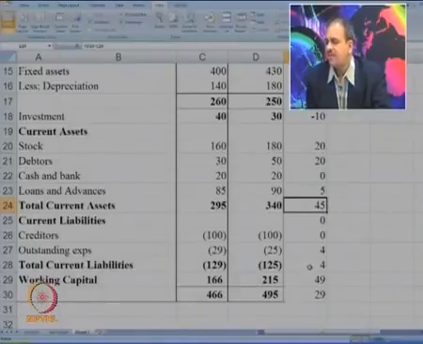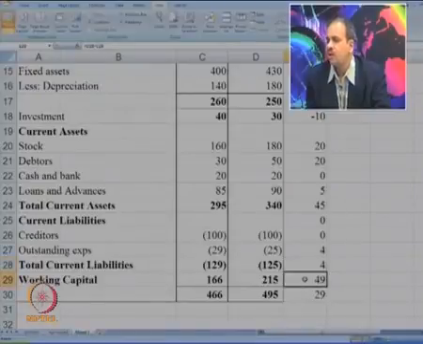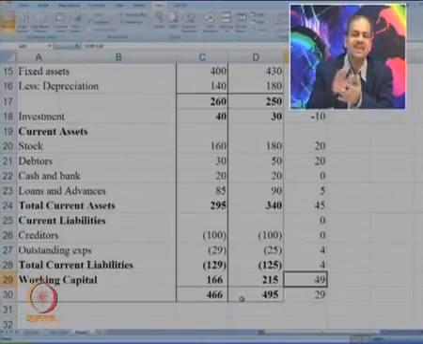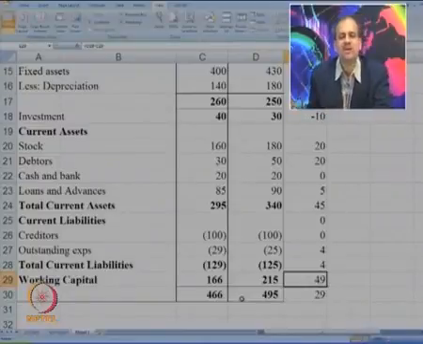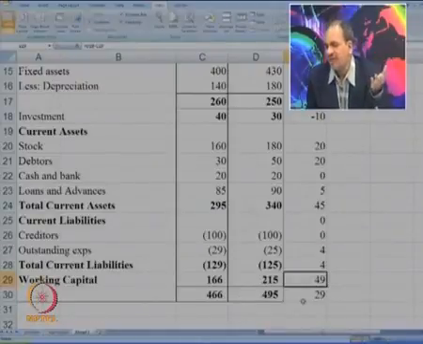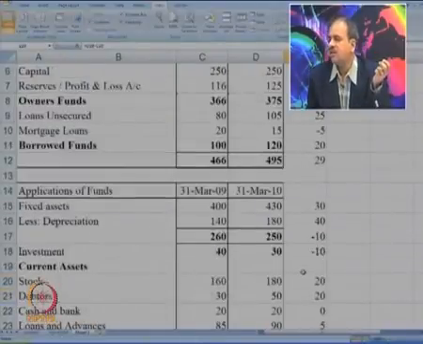In case of current liabilities, there is an increase of 4. So, working capital on the whole has increased by 49. I am sorry, in case of current liabilities, there is a decrease of 4. That is why net effect on working capital is 45 and minus 4. So, it becomes an increase of 49 and total increase is 29.